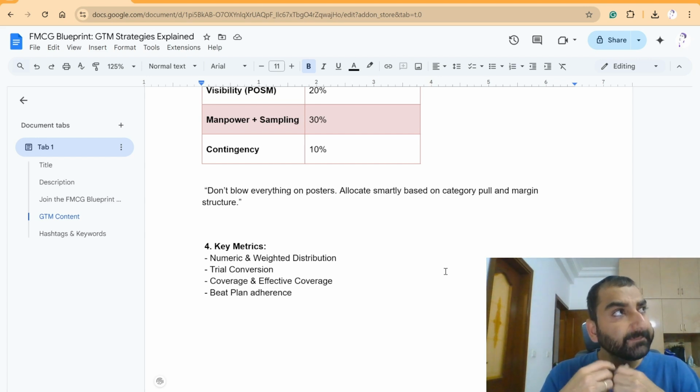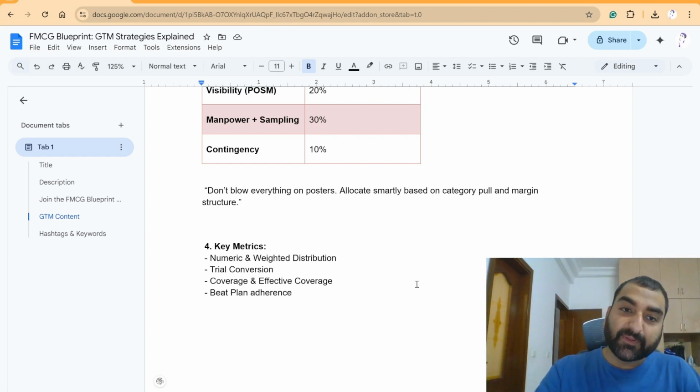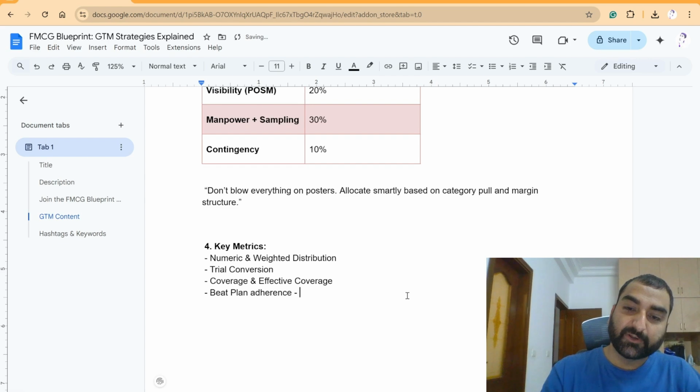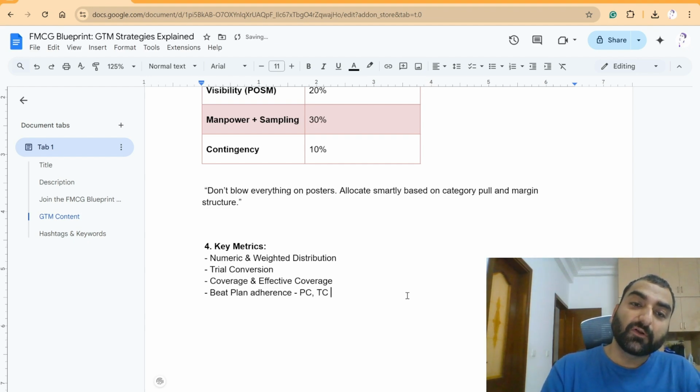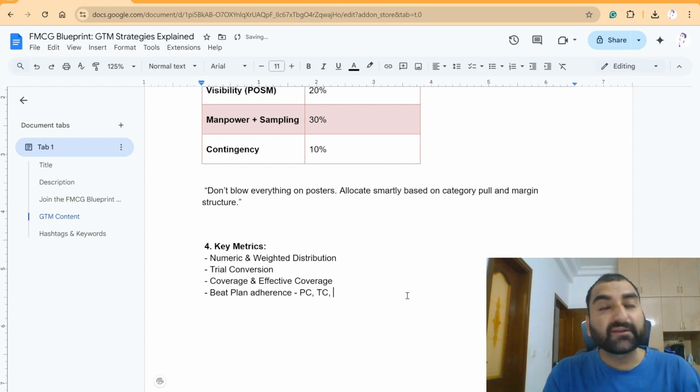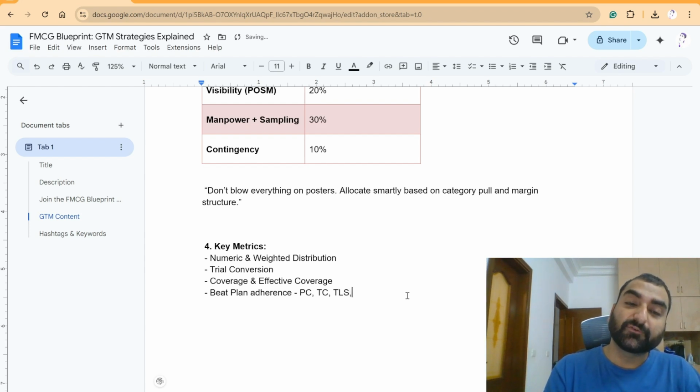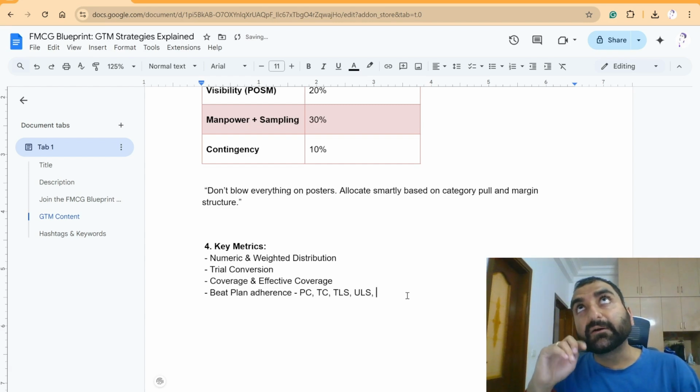And the last thing is beat plan adherence. You need to work on the basics, like whether the salesman is making proper productive calls. We call them productive calls. That is, if he's visiting 30 outlets, he's able to achieve at least one bill in 50% of the outlets. Productive calls. What is the total calls average that he's doing? That is, how many outlets he's visiting on a daily basis, depending upon the category, as I told you. What is the TLC? Total lines sold in the outlets. What is the ULC? Unique lines sold in those set of outlets, right?